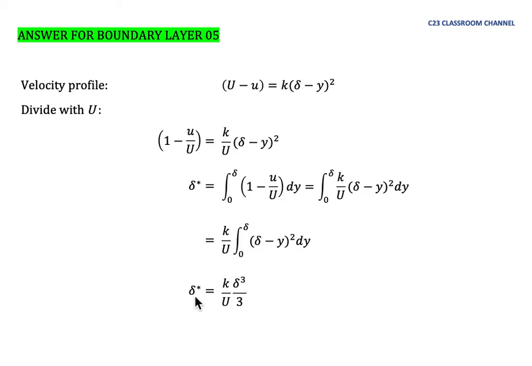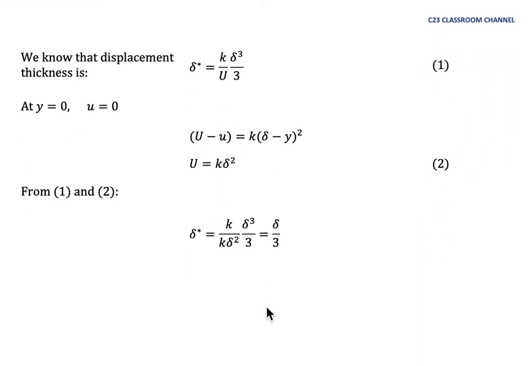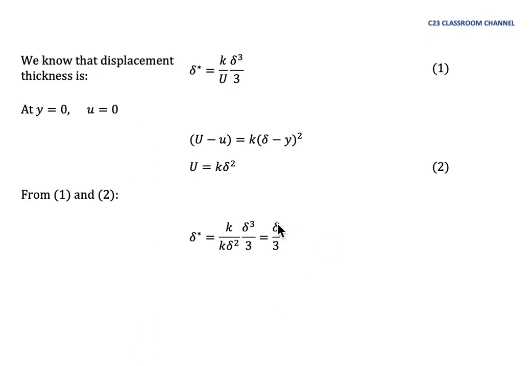Finally, we could get that delta star is equal to k delta to the power of 3 over 3U. And then we need to substitute with the boundary condition of y equal to 0 and u equal to 0. So we just substitute the values of y equal to 0 and u equal to 0 in the velocity profile. We get that U is equal to k delta squared. And then we substitute this value into this equation. So finally we could get delta star is equal to delta over 3.